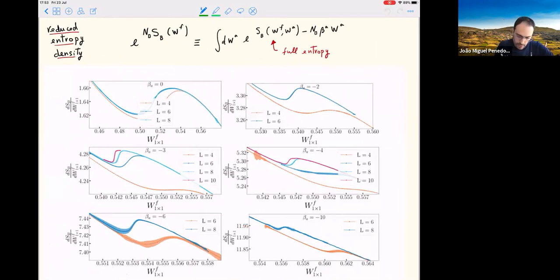Let me just tell you something which I still don't understand. If you look, for example, at this curve at beta A equals -3, you see that when you increase the size of the system, the curve doesn't seem to be converging. In a standard first order phase transition, this curve just becomes a fixed curve in the thermodynamic limit.